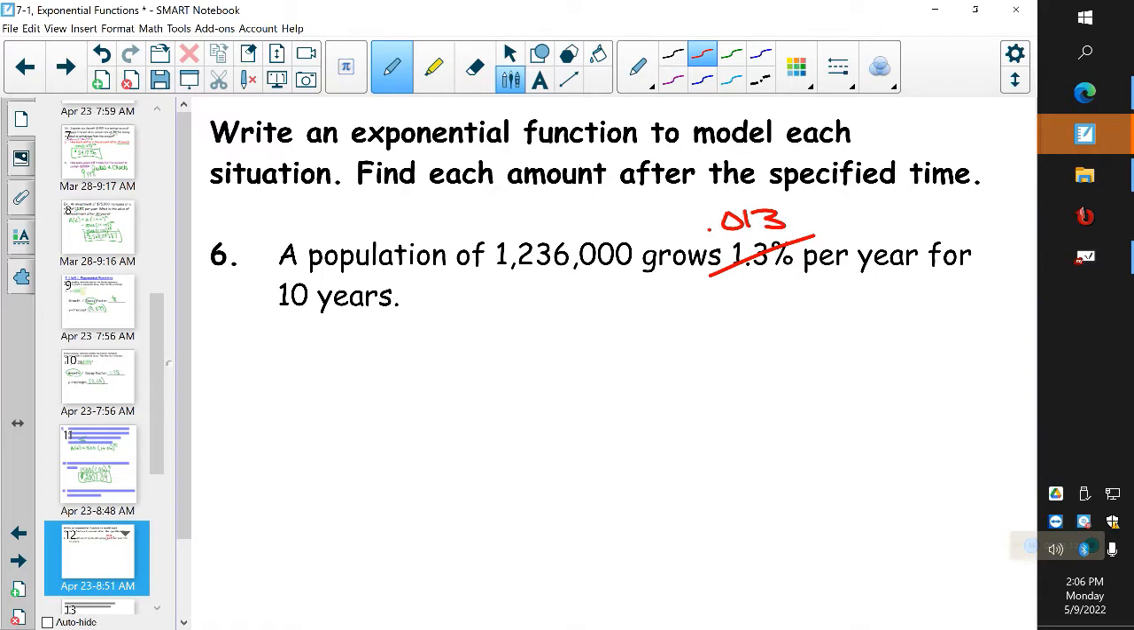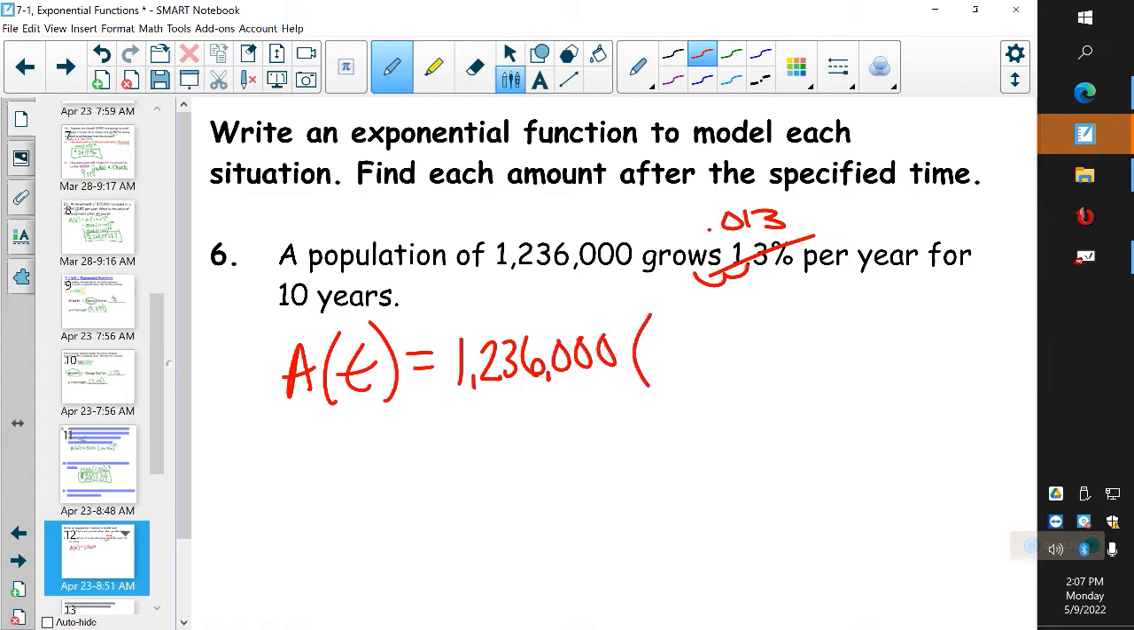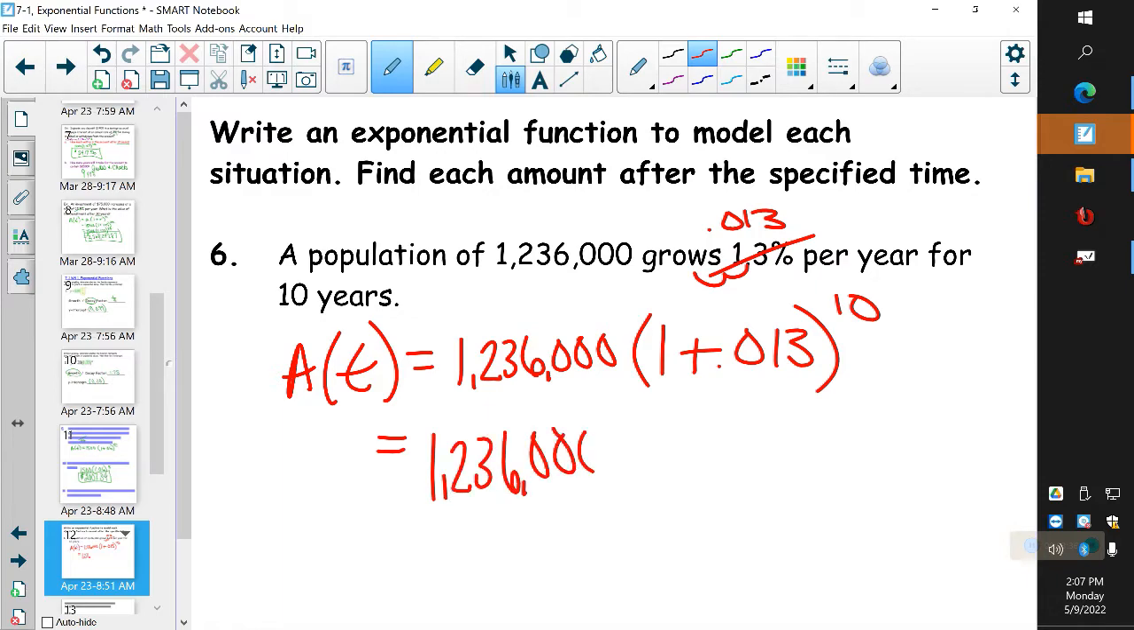0.013. You are going to move this to the left 2 units, okay? So I'm going to have A of t is equal to, what is my initial population? 1 plus 0.013, and I want to know how many years? 10 years. So in Desmos, you're going to type 1,236,000 times 1.013 raised to the 10th power. How many people live in this region?